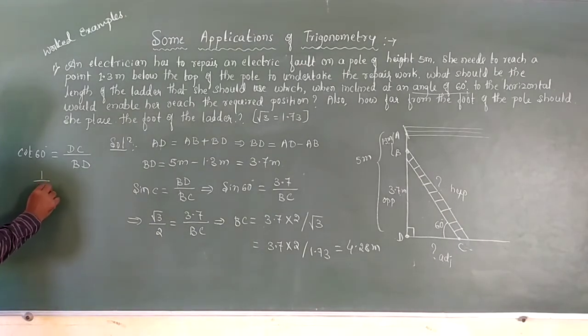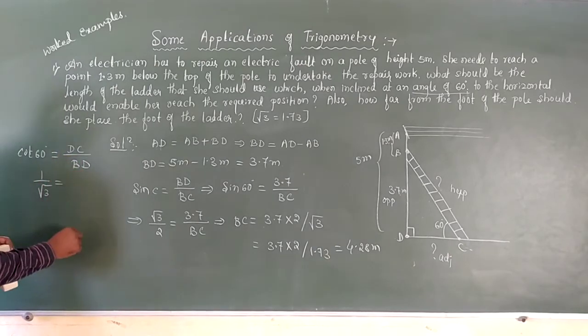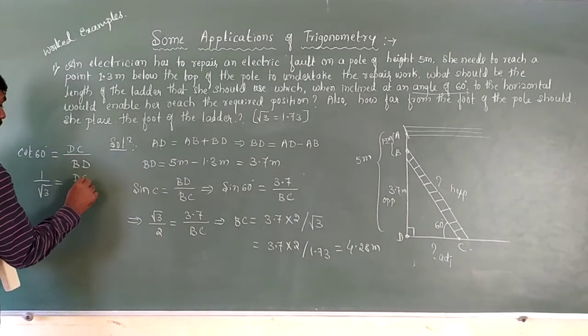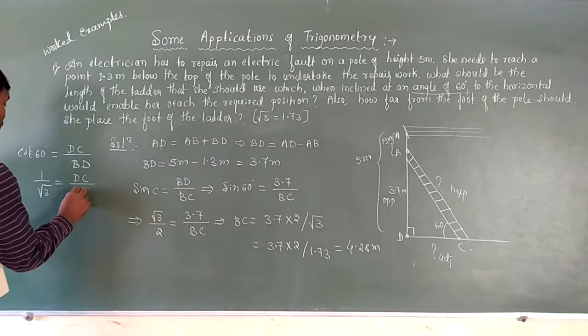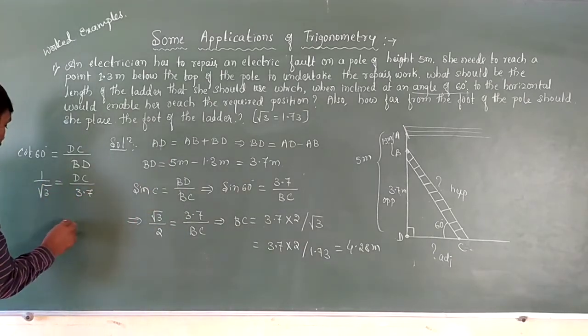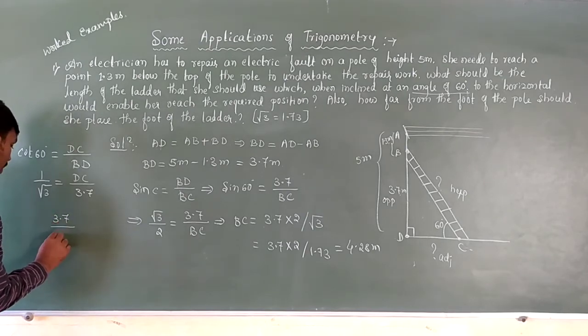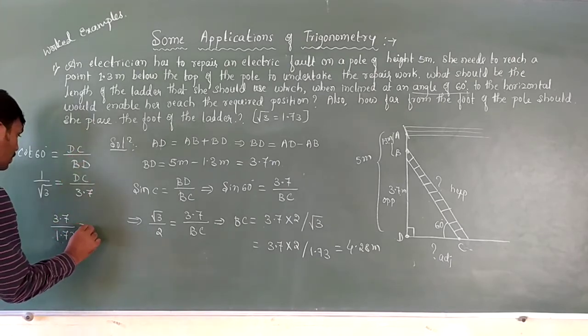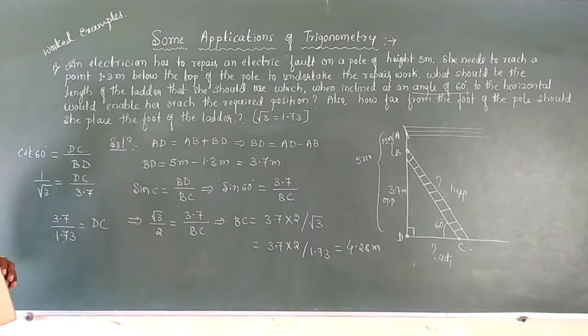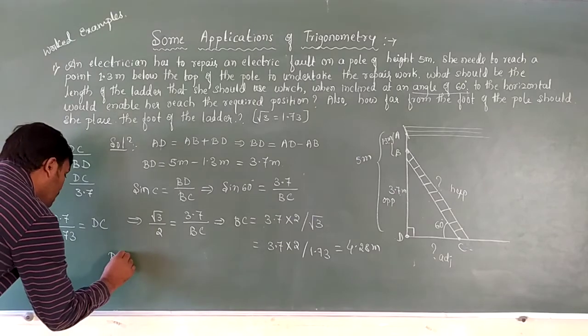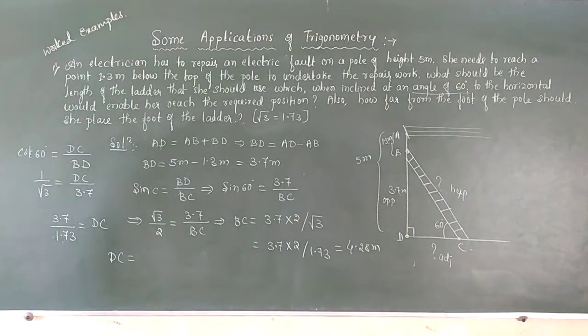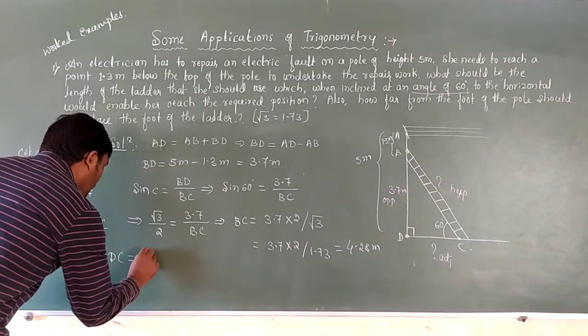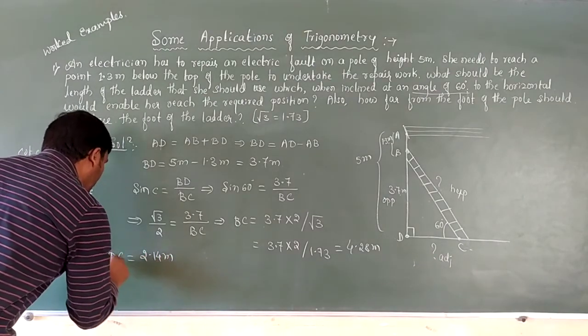So 1 by root 3 is equal to DC divided by BD. DC we don't know, that is what we need to find. BD we know, it is 3.7. Cross multiply this one. So 3.7 divided by root 3, where the root 3 value is 1.73, is equal to DC. If we simplify this, we get DC equal to approximately 2.14 meter.